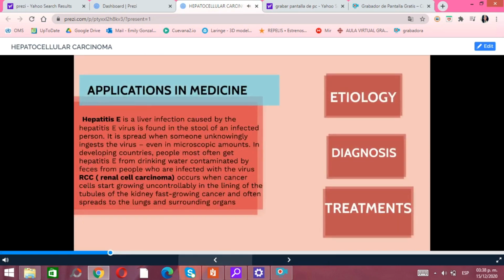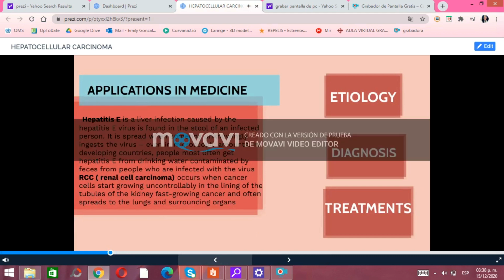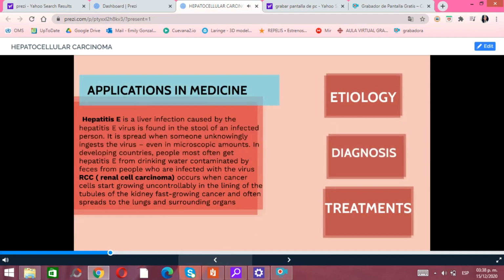Hepatitis E is a liver infection caused by the hepatitis E virus. It is found in the stool of the infected person. It is spread when someone unknowingly ingests the virus, even in microscopic amounts. In developing countries, people most often get hepatitis E from drinking water contaminated by feces from people who are infected with the virus.